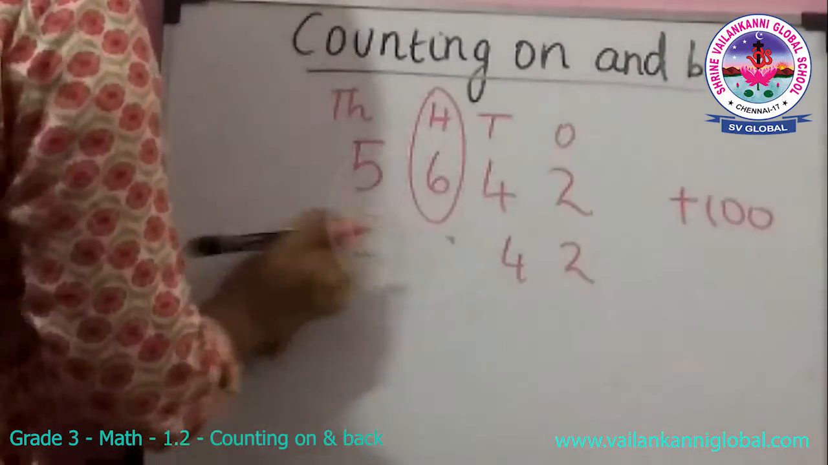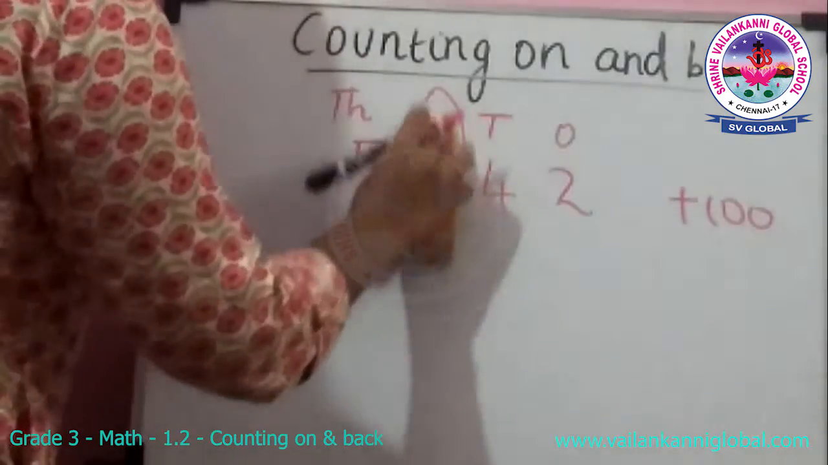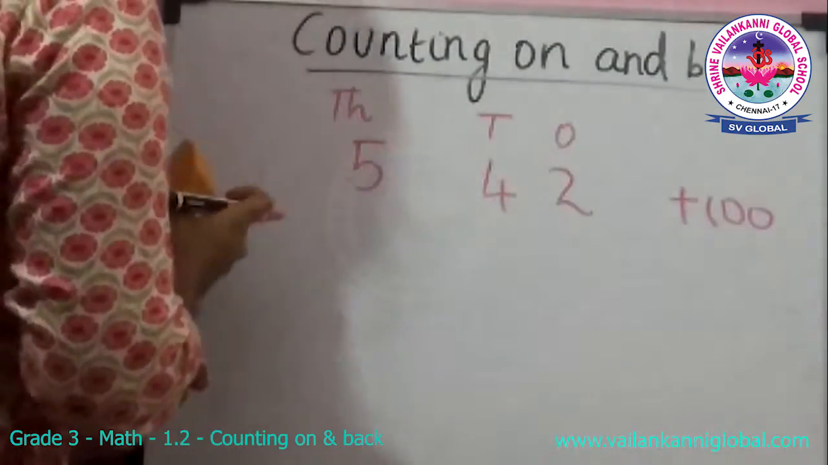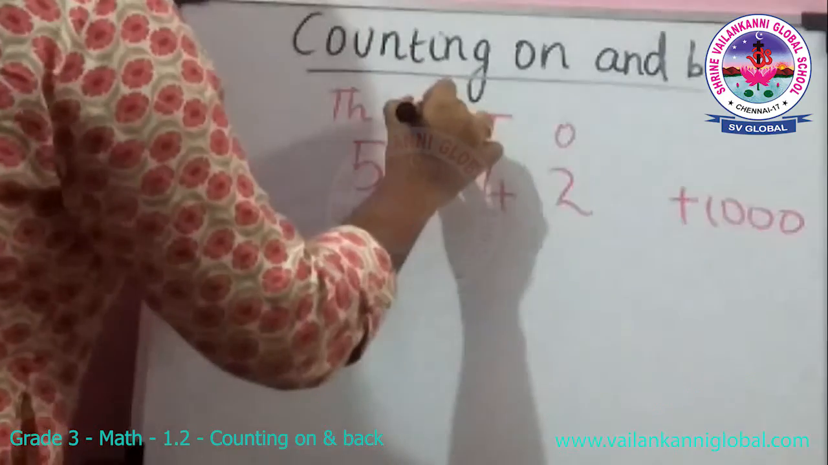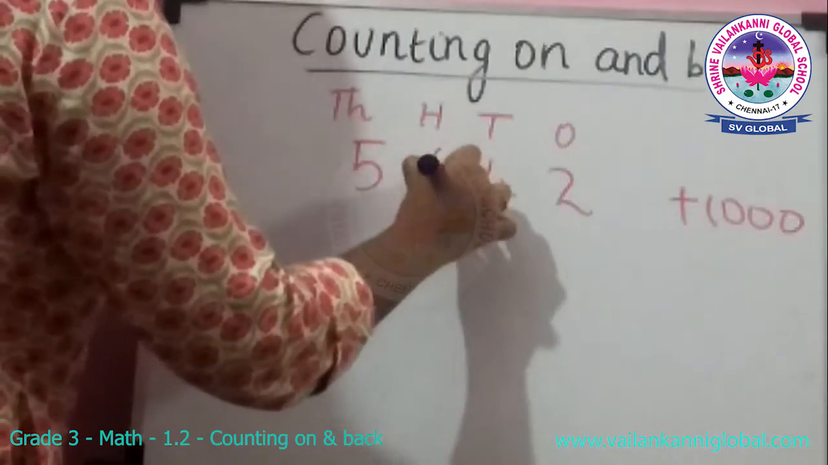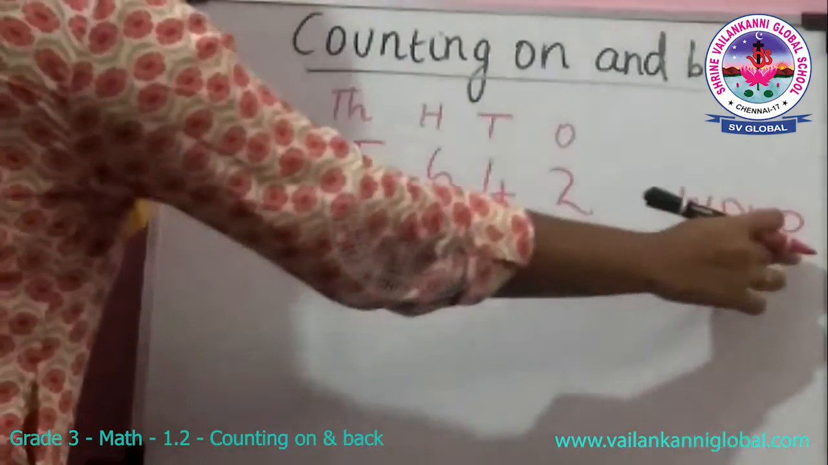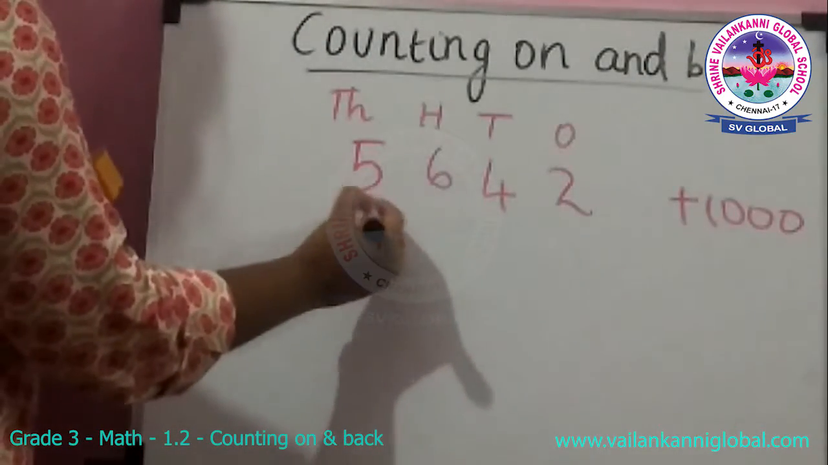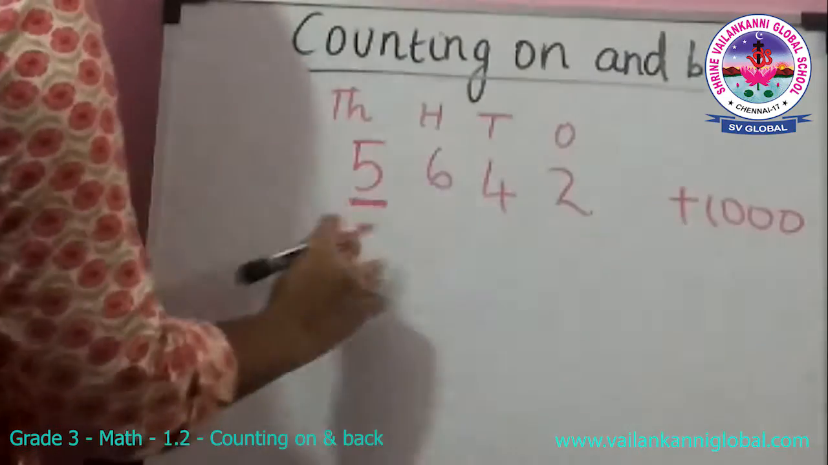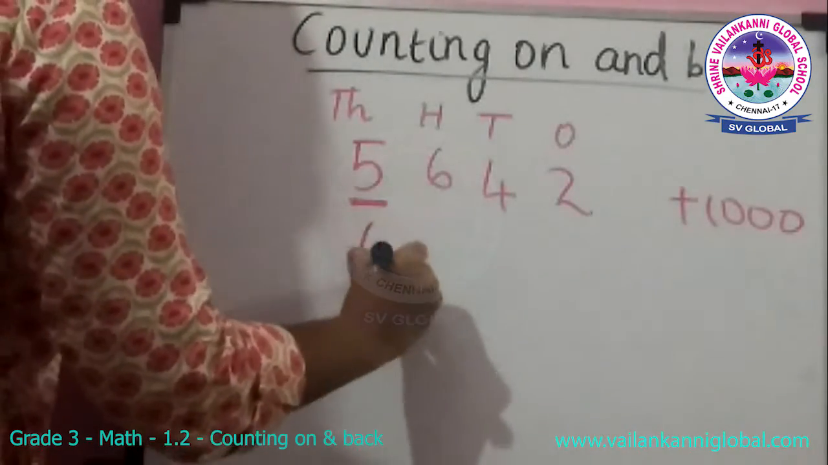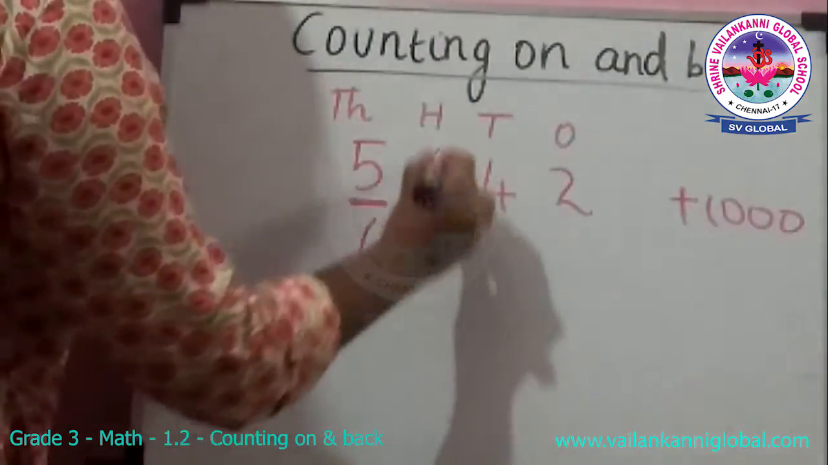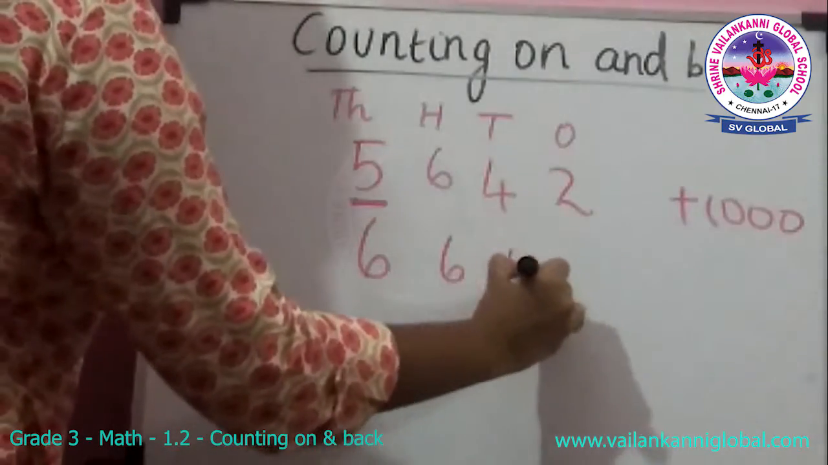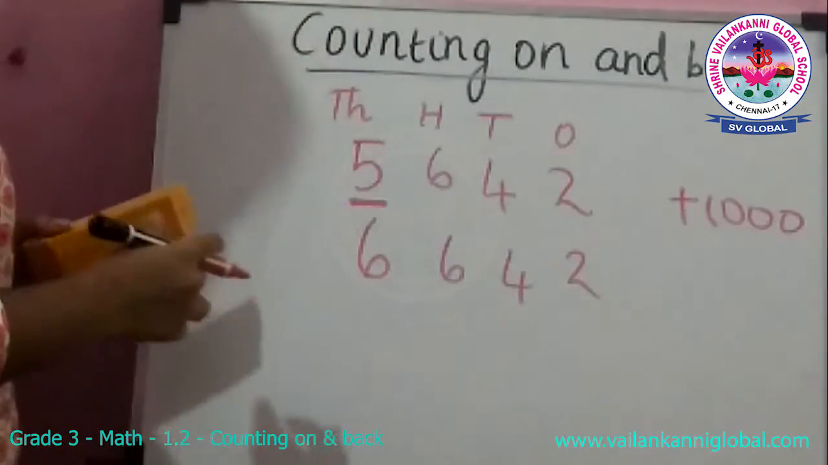For example, if you want to add 1000 to the same number. Where is 1000? 1000 is here. So already we have 5000. If you add one more 1000, it will become 6000. Other numbers will be the same. 6642.